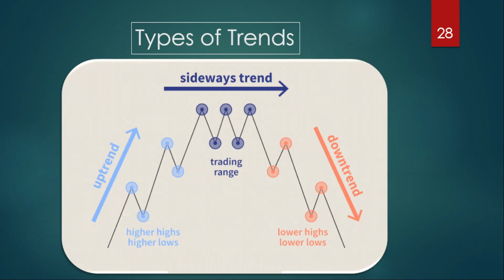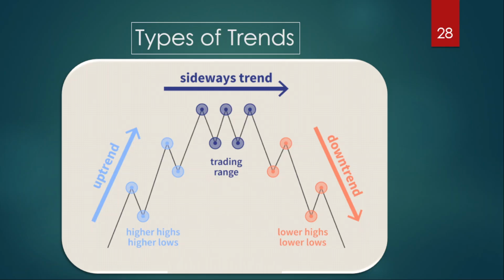We have what we call an uptrend. We have what we call a trading range or a sideways trend, and we also have what you call a downtrend. An uptrend is when the market is trending to the upside, or when the price is increasing. This is what we call an uptrend, when the price is moving up. And then we have a sideways movement or a sideways trend.